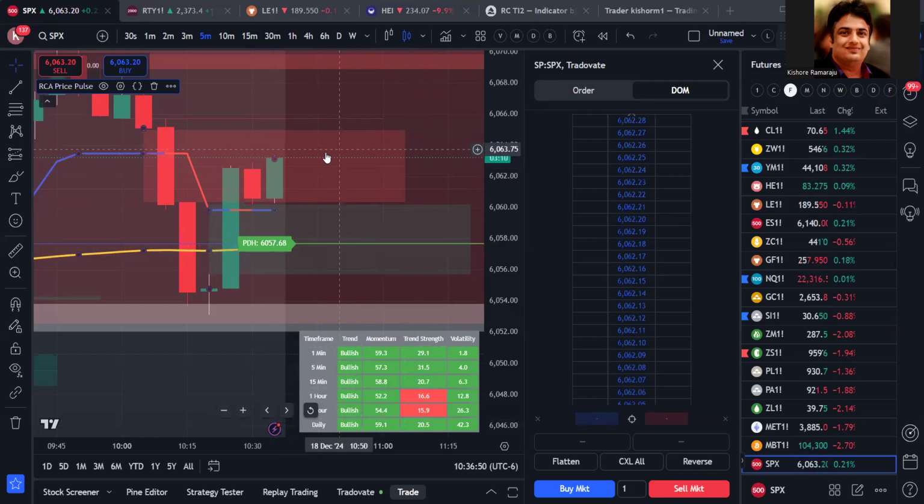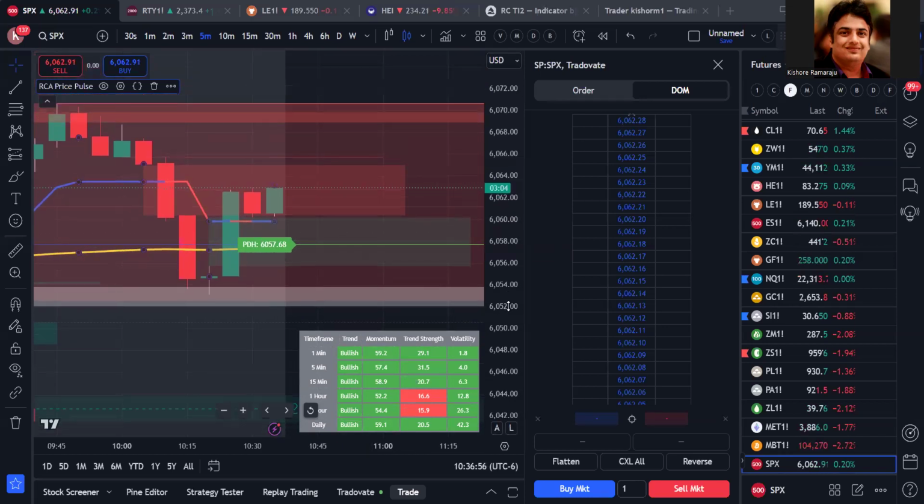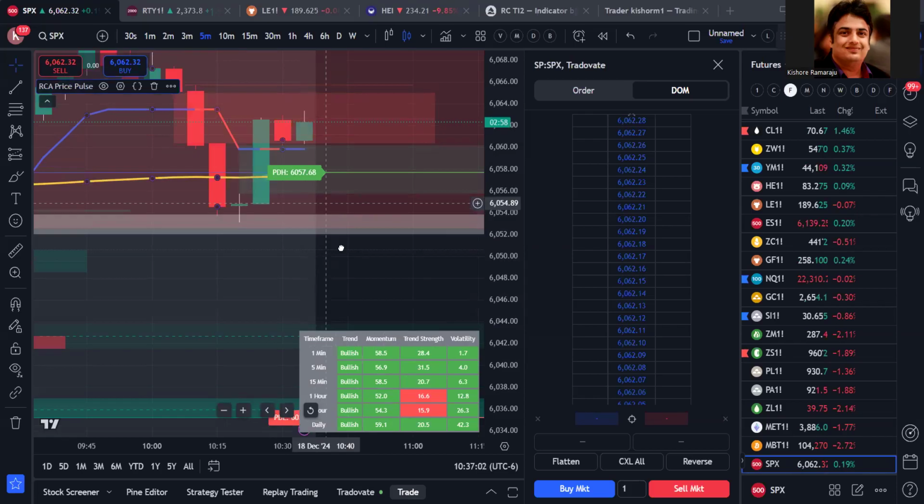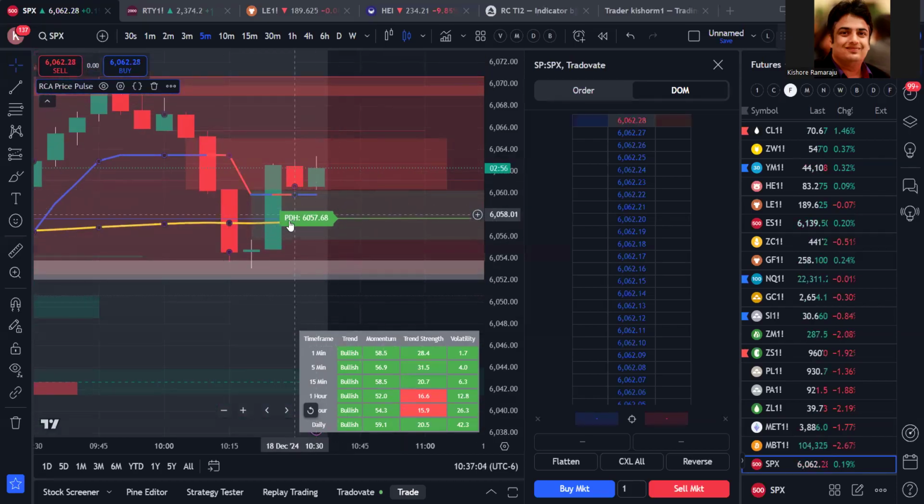Even though there is a sell order block here, this is a small sell order block. This is a small buy order block. So this is a big buy order block. This is a big buy order block, whereas this is a small buy order block. Price went up, sellers tried to bring it down, but again the buy orders are taking it up.